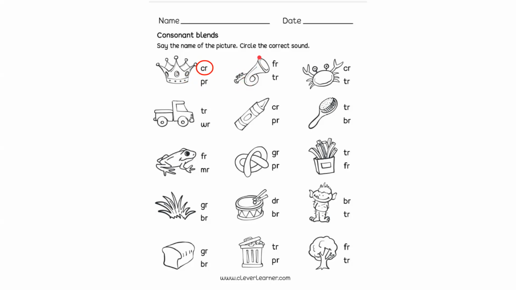This is a trumpet, right? Trumpet. What is the sound I hear in trumpet? It is tr. And how is tr written? Is it written as FR or TR? It is written as TR. So I will circle tr. And like this, you will do for all of these words.